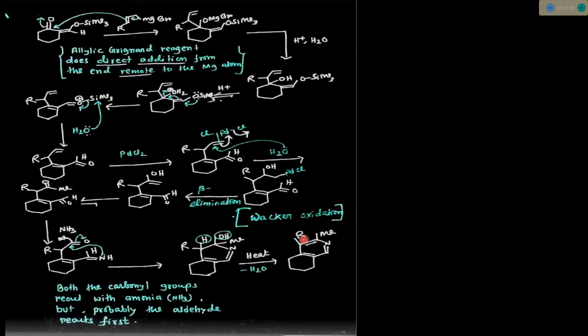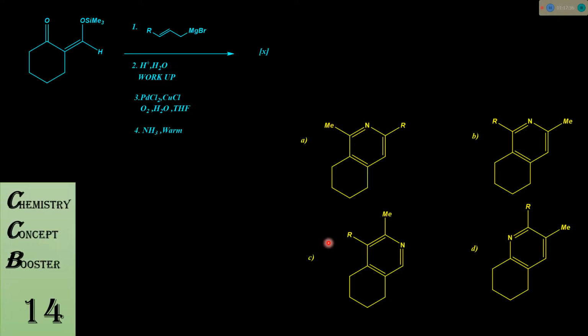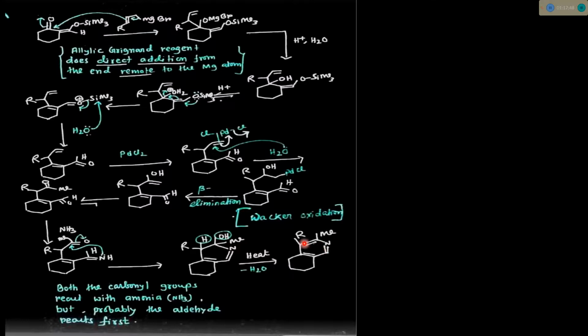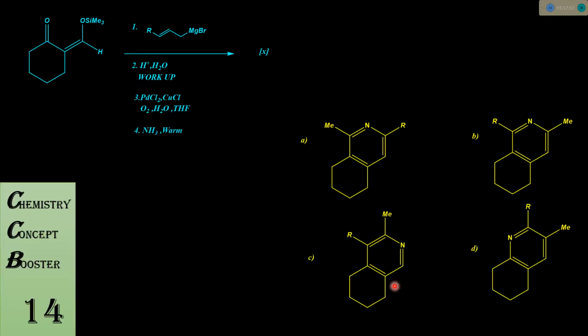So R and Me should be adjacent, and nitrogen should be adjacent to the Me. See, in the 4 options, only option C matches the product. R and Me are in adjacent positions, and nitrogen is adjacent to the methyl group.